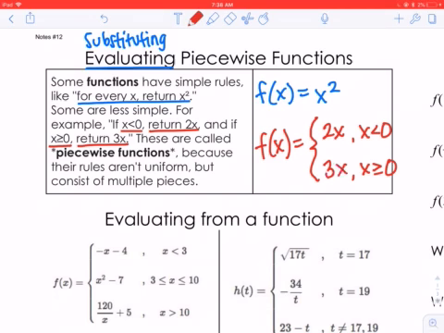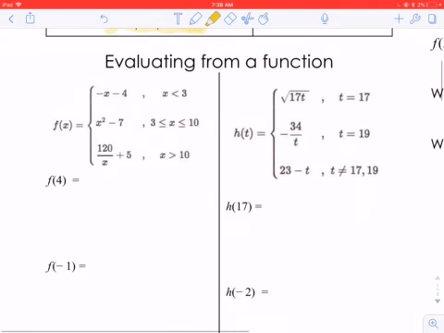They're called piecewise functions because they have different pieces, right? Their rules aren't uniform but consist of multiple pieces. You can literally see the first piece and a second piece there. So they look like this when they're complete.